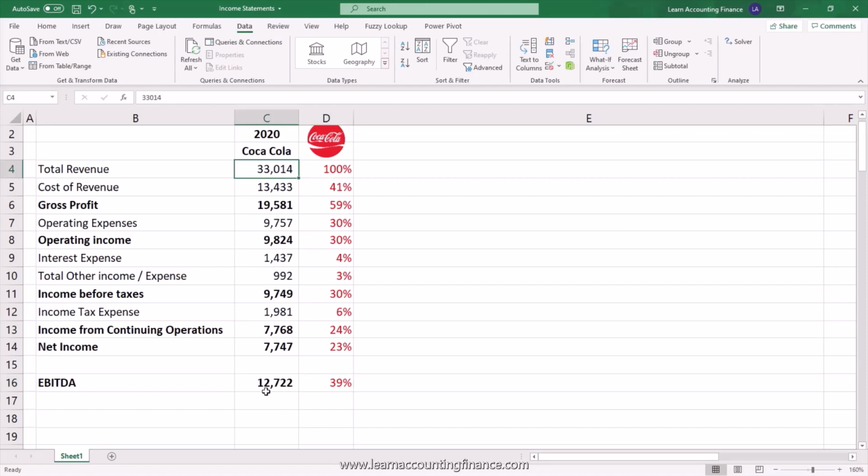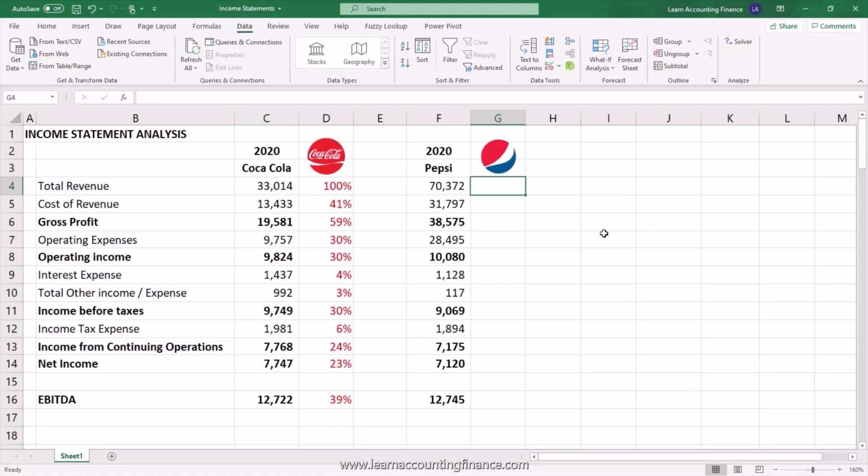Let's add Pepsi into the mix now. There you go. So now we have the income statement of Pepsi for the same year. Again, my source was Yahoo Finance, but you can look up all of this information on most public companies' websites. They usually post their financials there as well.